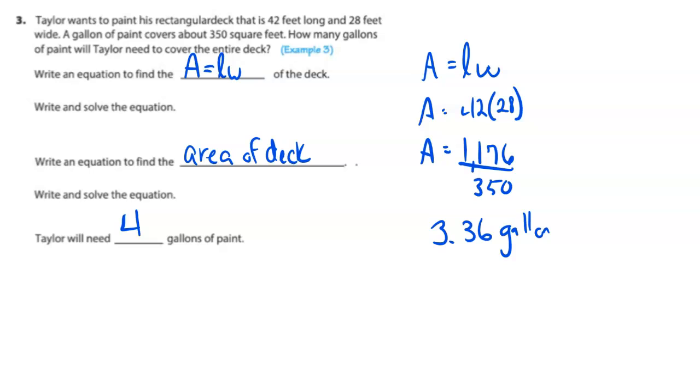Okay, so in this case, I figured out the total area, and since each gallon covers 350 square feet, I divided by 350 to figure out how many of those I need to buy.